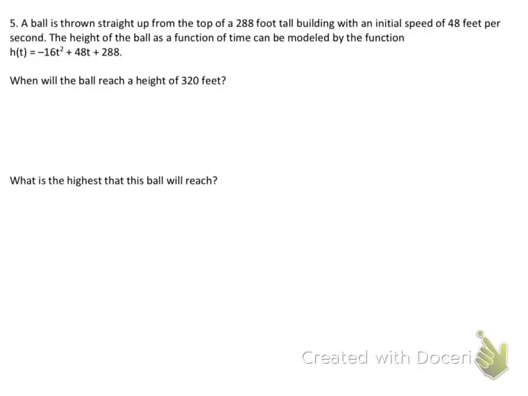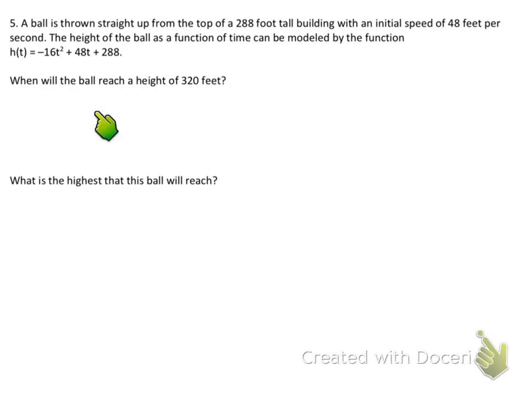Hey guys, so we're going to do a couple questions out of the test review packet 1. So number 5, a ball is thrown straight up in the air from the top of a 288 feet building with an initial speed of 48 feet per second. The height of the ball as a function of time can be modeled by the function h of t equals negative 16t squared plus 48t plus 288.